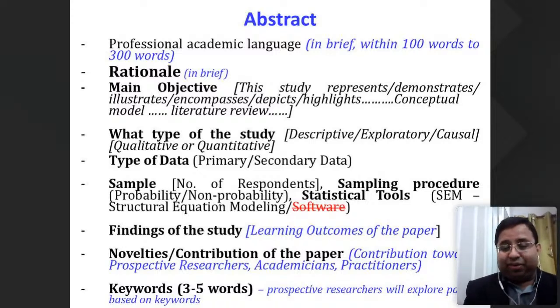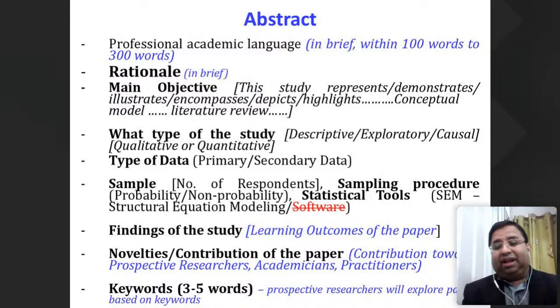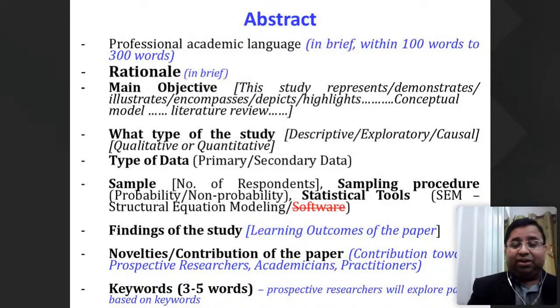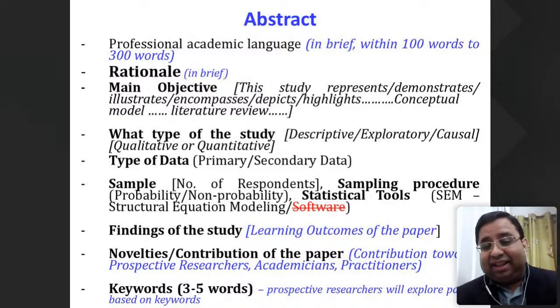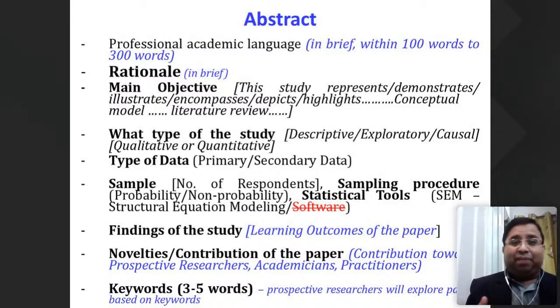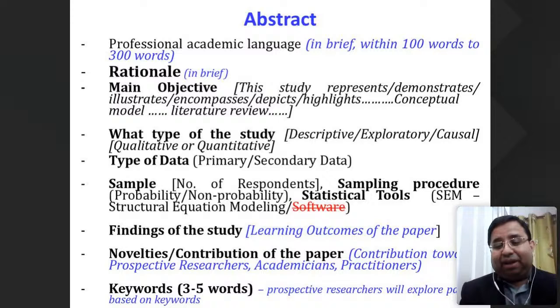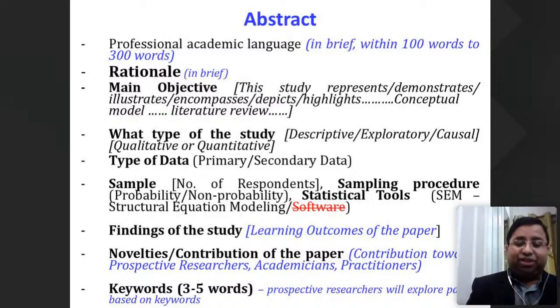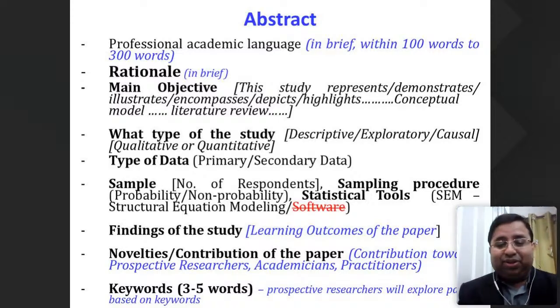And then primary data, secondary data, what I said earlier, and the sample: which one you're applying, probability sampling or non-probability sampling, as well as the number of respondents. If the number is very high, you have to mention it. If the number of respondents is low, no need to mention. And the statistical tools, what type of statistical tools you're using. Findings of the study, main findings you have to write, and then the contribution of your paper.